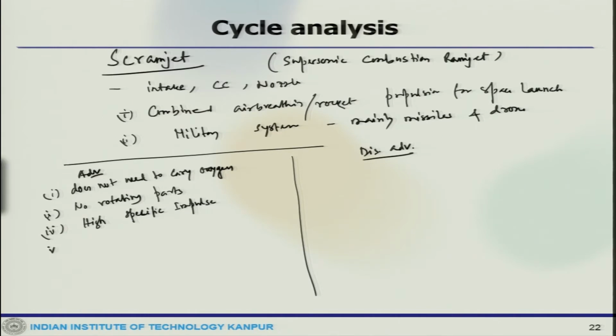Fourth, higher speed could mean cheaper access to outer space in future.